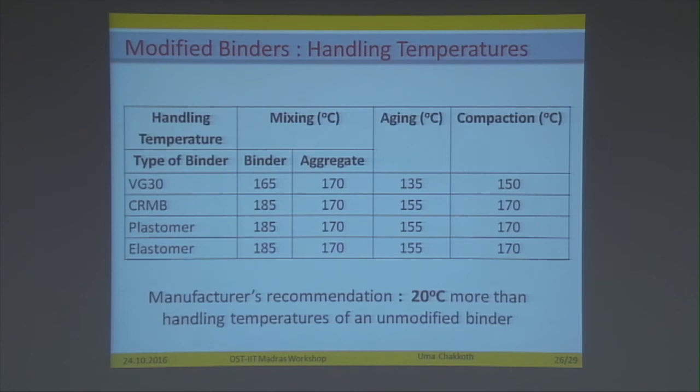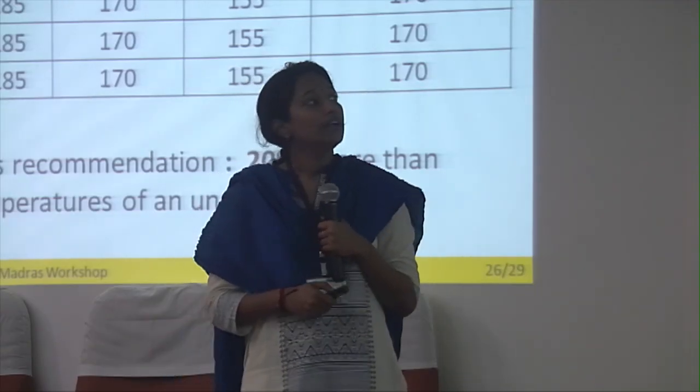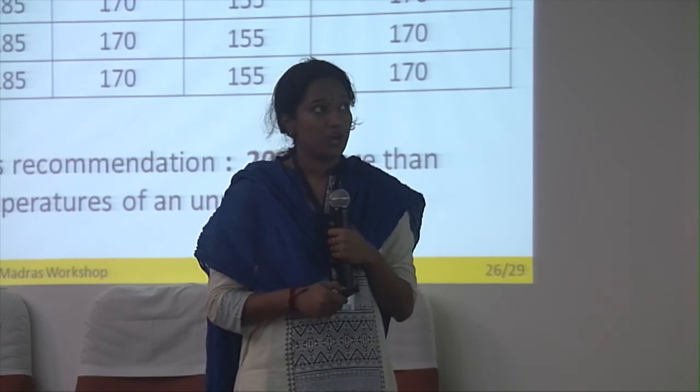So, what we did was we adopted the mixing and compaction temperatures as per the manufacturer recommendation for our work, which is essentially 20 degrees Celsius more than the handling temperatures used for the unmodified binder. So, we took this VG30 binder and we determined the mixing temperature and the compaction temperature using the equiviscous concept we discussed earlier, by preparing the viscosity temperature charts and reading the mixing and compaction temperature corresponding to the viscosity of 0.17 and 0.28 Pascal seconds. The aggregate temperature was however kept constant.